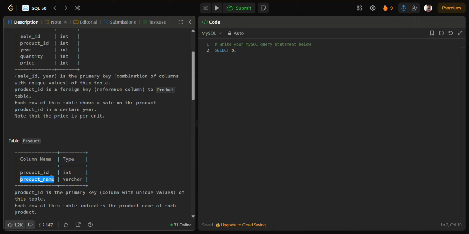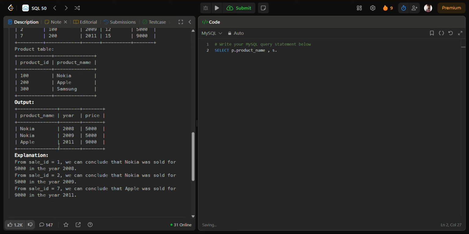The core idea behind the solution is to combine the two tables, the sales table and the product table, using a method called an inner join. An inner join helps us retrieve only the records that have matching values in both tables. In this case, we want to connect sales records with product details based on the common column between the two tables, which is the product ID. By joining the sales table with the product table on the product ID, we bring together the necessary information from both tables. Specifically, we are interested in fetching three pieces of data: the product name from the product table, and the year and price from the sales table. Once we join the tables and select these columns, we get the required report.